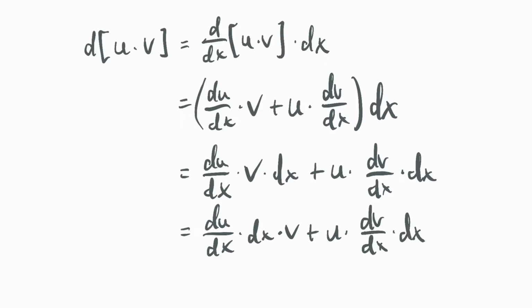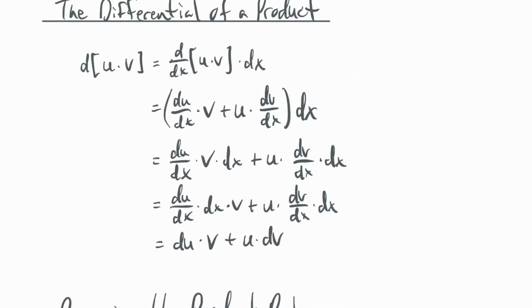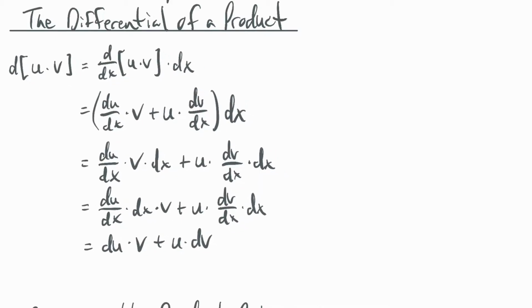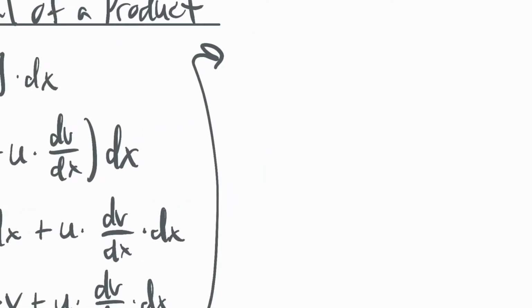Oops, let me change colors here. This is du times v, right? Plus u times dv. Okay, am I out of room? I'm almost out of room. So let's start a new column over here, because we're not quite done with this. We're building towards something. So I'm going to copy this over here. Okay, d of u times v equals du times v plus u times dv.